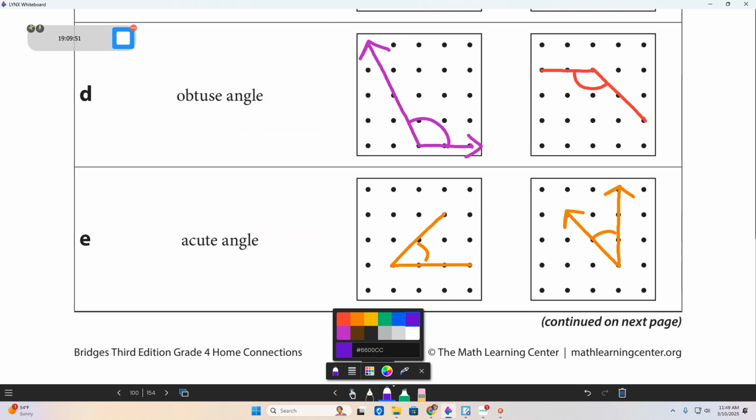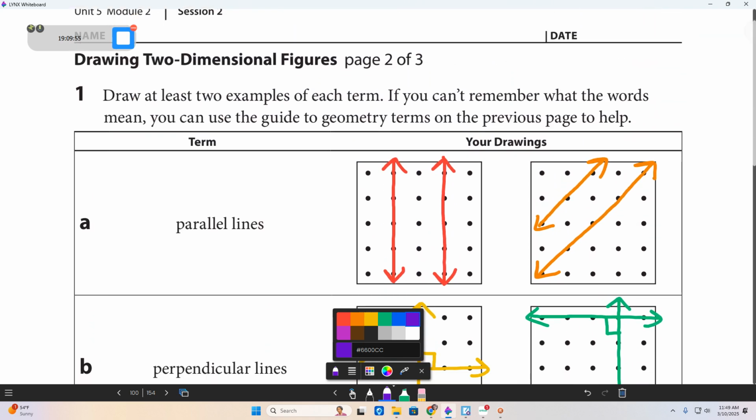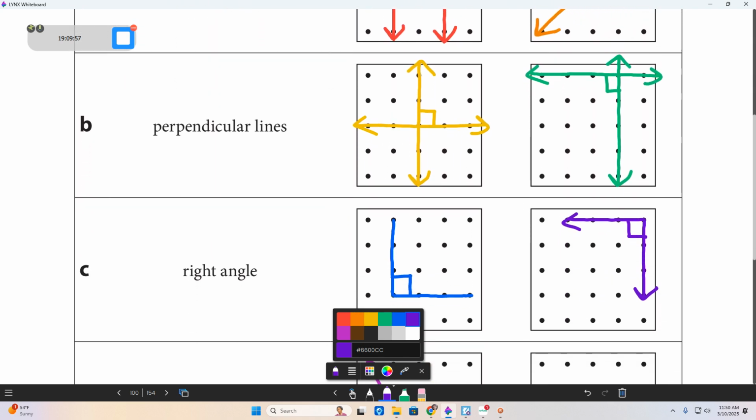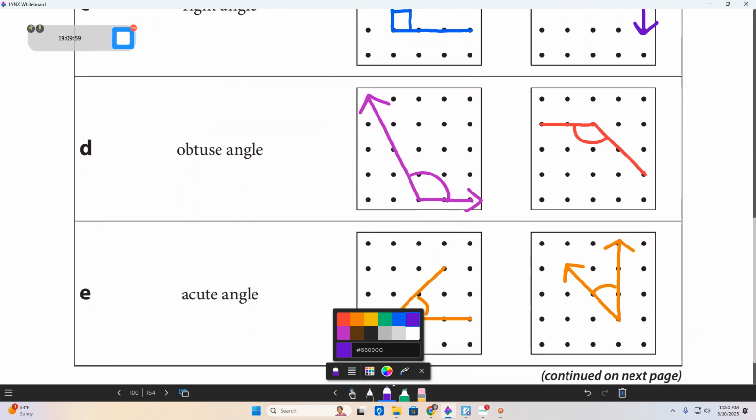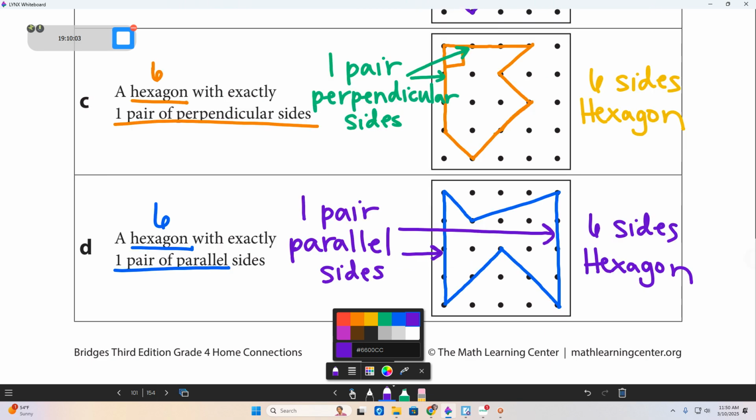All right, let's take a look at page 96, the first page you had to do something on. And these are just examples. And page 97. Go to the top here.